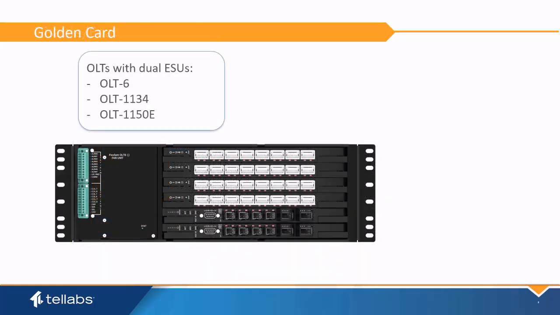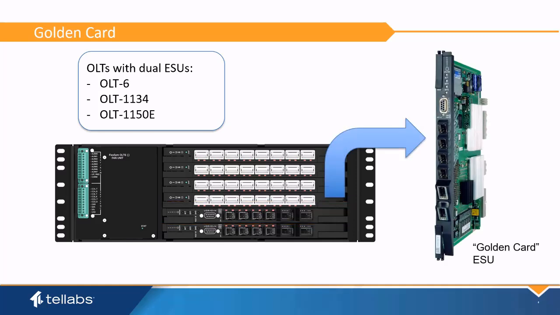The OLT6, OLT1134, and OLT1150 have slots for redundant ESU cards. The standby ESU card carries upstream traffic and provides management redundancy. The use of a golden card allows a copy of the software and database to be saved and used for rapid rollback to the previous release in the event of an upgrade issue.